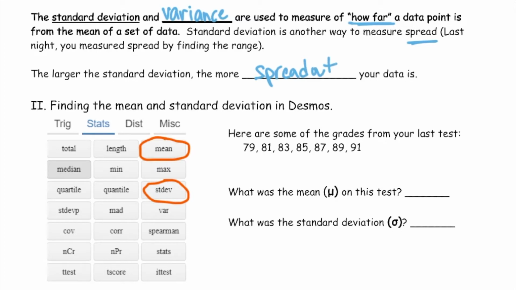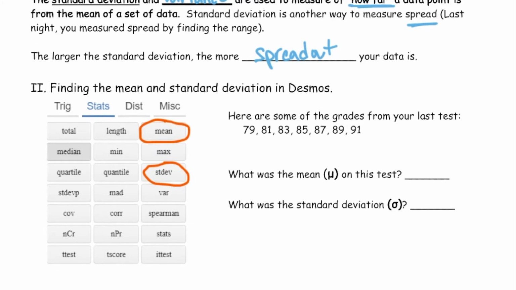In order to calculate the standard deviation and the mean in Desmos, you would be given some data. So data can usually just be numbers for us. There is qualitative and quantitative in your science class. We're just dealing with quantitative in math class. So here are some grades, let's pretend, from last test. So this, I took 7 people's tests, collected their grades just to see some data.